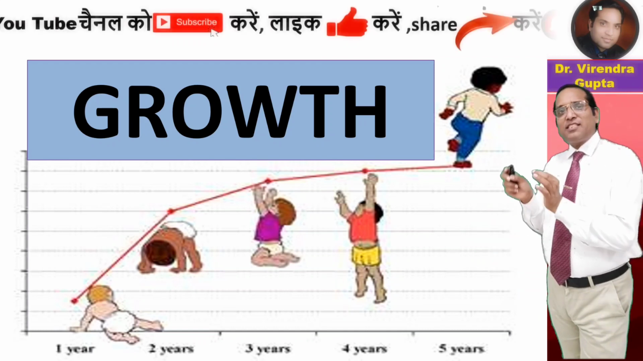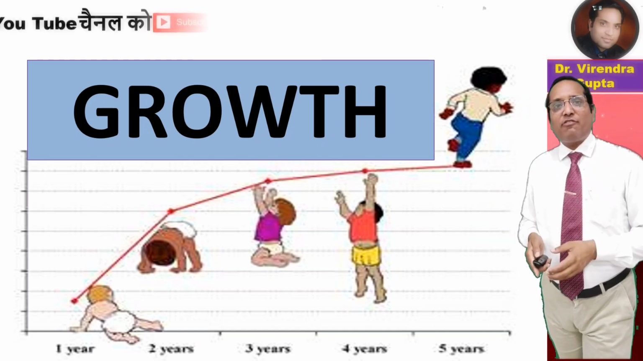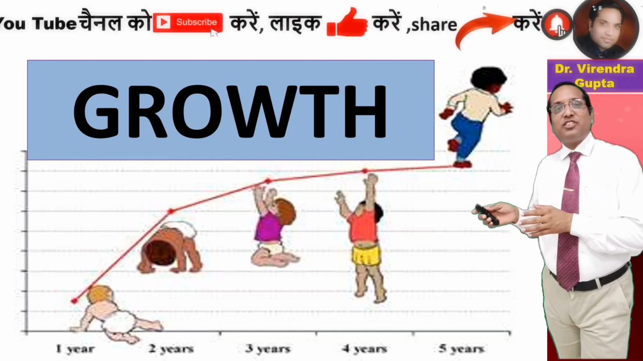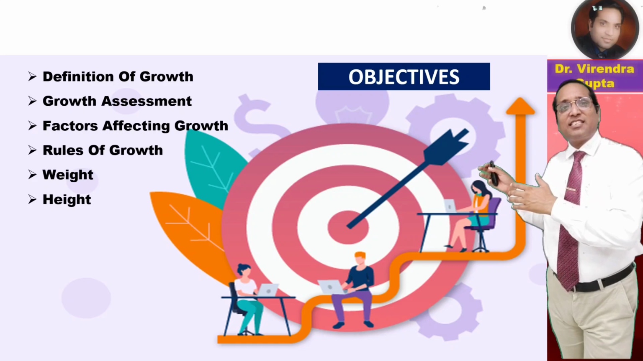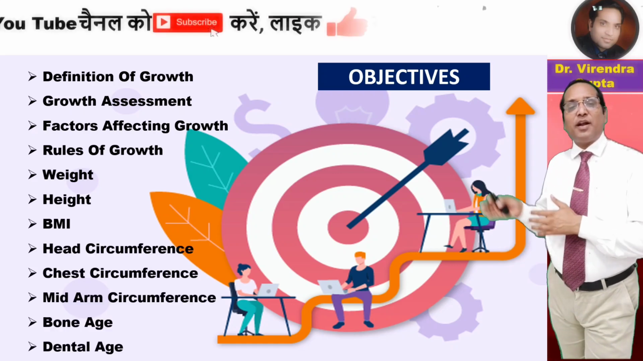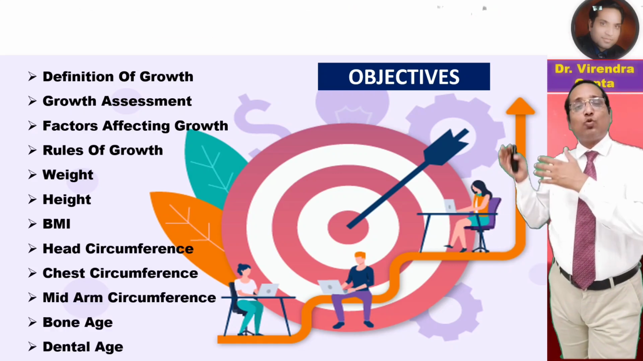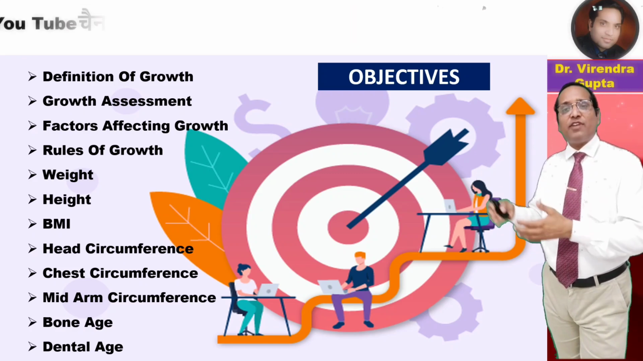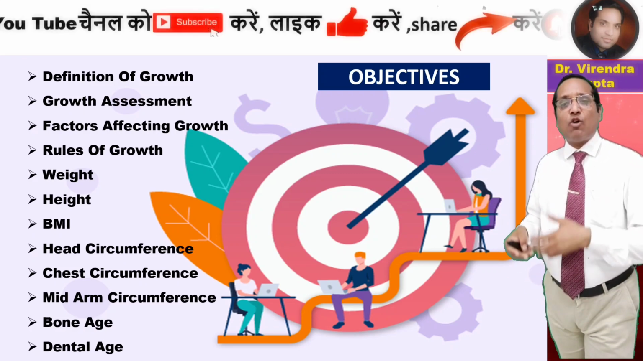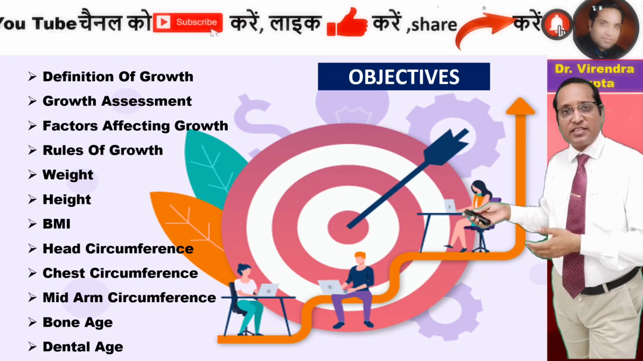So guys, today we will discuss a very important topic, which is growth of the child. Growth of the child is very important, and we will discuss the definition, assessment of growth, factors, rule of growth, weight, height, BMI, head circumference, chest circumference, midarm circumference, bone age, how to calculate the dental age, etc.